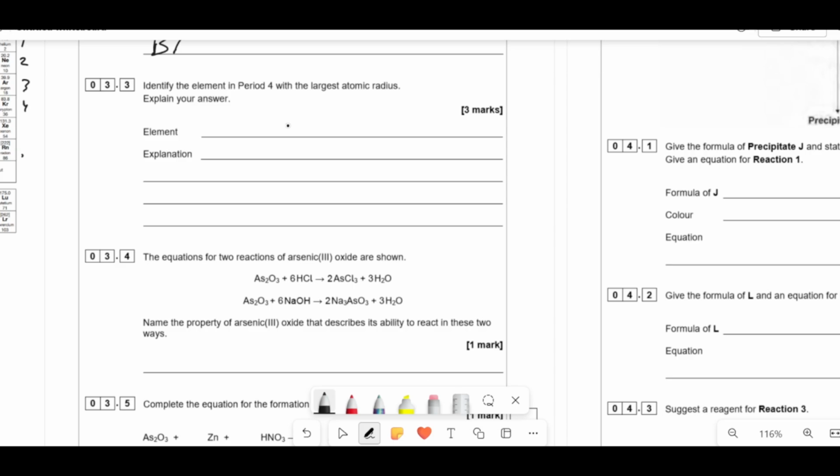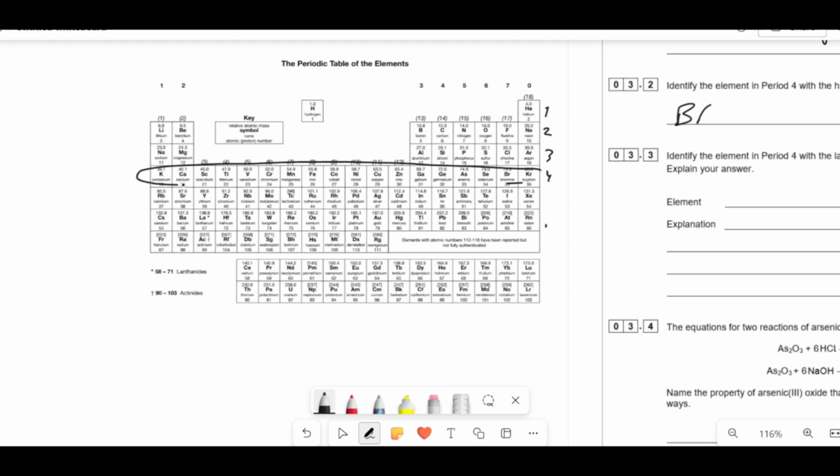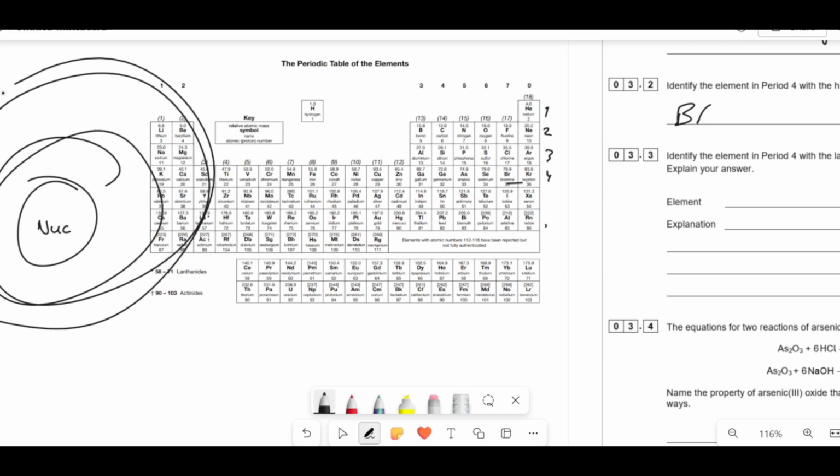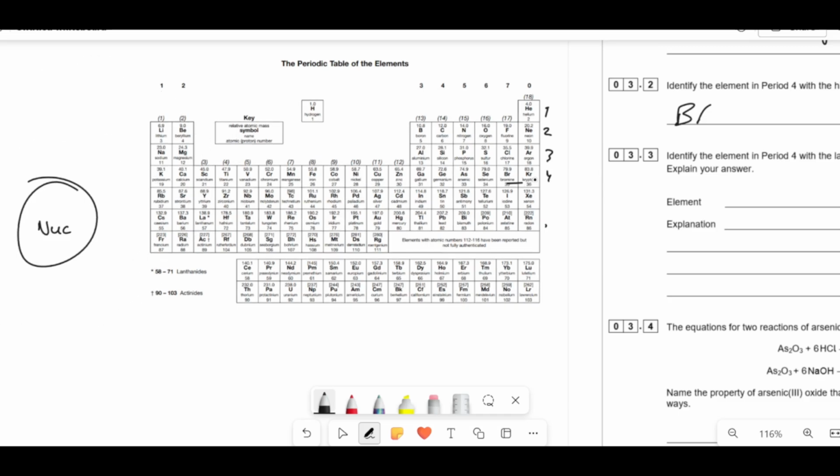Then it says, identify the element in period 4 with the largest atomic radius and explain your answer. Here, we need to think about what determines atomic radius. So you've got your nucleus, and then you've got lots and lots of shells of electrons around it, right? Here, because we're all in the same period, we're not adding any electron shells. So if you move across the period, the only thing that's going up is the nuclear charge. Even though you're adding electrons to the outermost shell, because the nuclear charge is higher, you're dragging them in with more attraction. So as a result, generally across a period, you have a decreasing atomic radius.